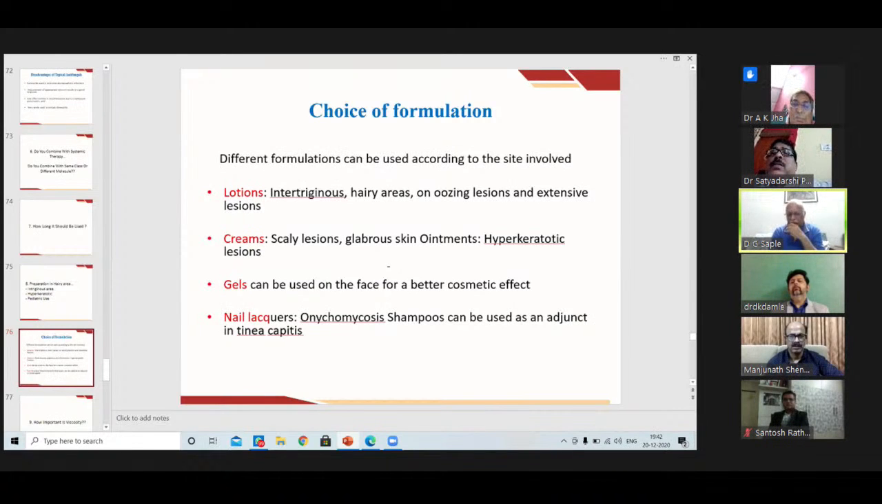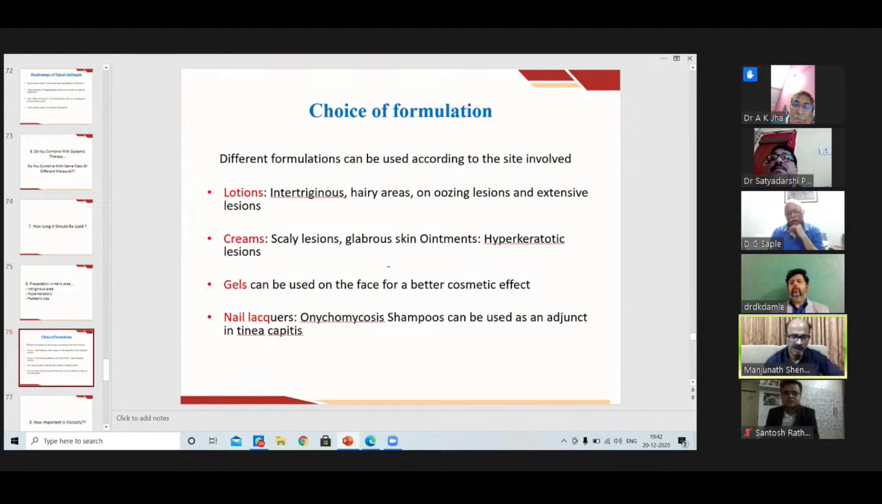Any other panelist? You have already mentioned, sir, about this. Lotions are also used by people for extensive areas. When it's extensive, it's easy to apply, and spreadability is better.